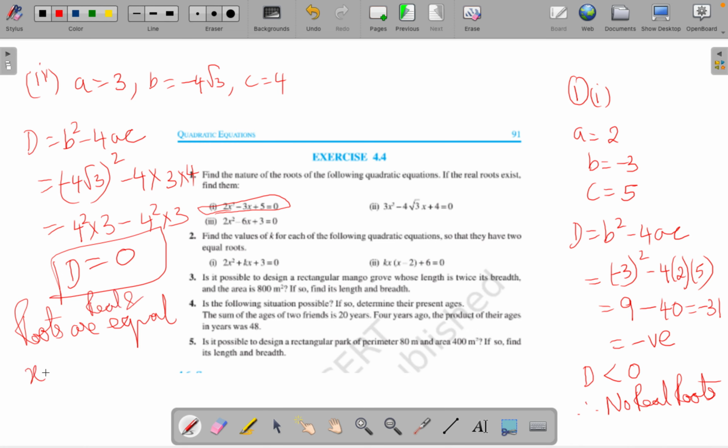I have already told you x in this case will be minus b upon 2a, since plus minus root D will not make any difference since D is 0. So we have our answer 4 root 3 upon 2 into 3. Right children? So 4 root 3 upon 6, since 3 2s are 6. So both the values of x are the same. So the roots are equal in question number 2.